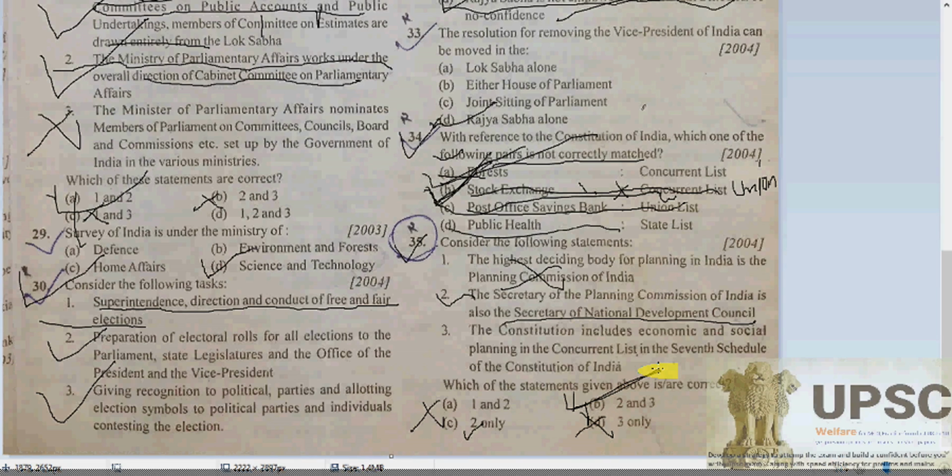Why? Once again I repeat, the highest decision-making body for planning in India is Parliament. Remember that the National Development Council is in second position, and the Planning Commission is at the third level for decision making for plans. So the first is Parliament, second is the National Development Council, third is the Planning Commission. Social and economic planning is an entry in the concurrent list, entry number 20. So that is absolutely correct here.